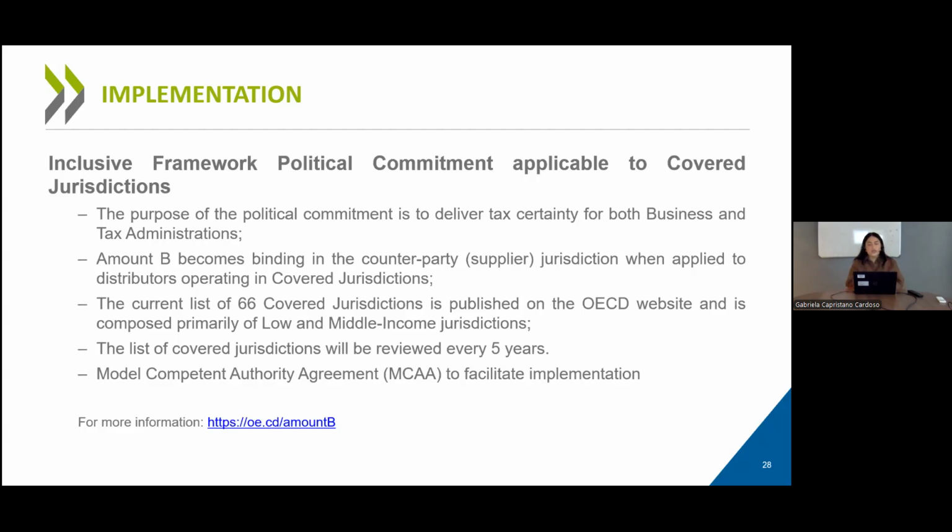The manner in which a jurisdiction decides to give effect to this political commitment depends on the domestic framework of each jurisdiction. However, for those jurisdictions that will need a competent authority agreement in place with the covered jurisdiction to give effect to this political commitment, the inclusive framework has agreed on a model competent authority agreement to facilitate this implementation. And that's also available on the OECD website.